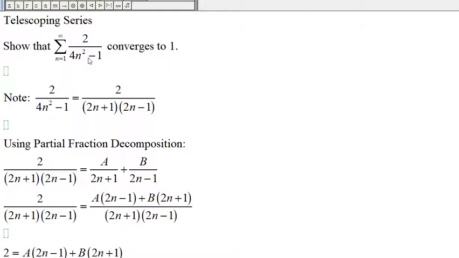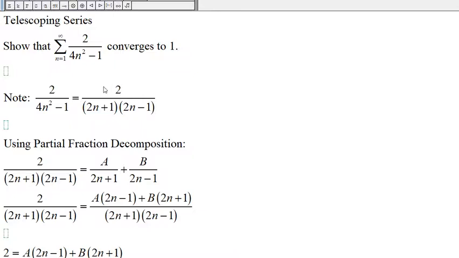Here we have the infinite series 2 divided by 4n squared minus 1, and we want to show that this infinite series converges to 1. And so first, we need to factor the bottom here. So 4n squared minus 1 is the same as 2n plus 1 times 2n minus 1.